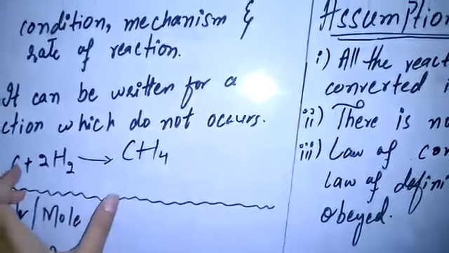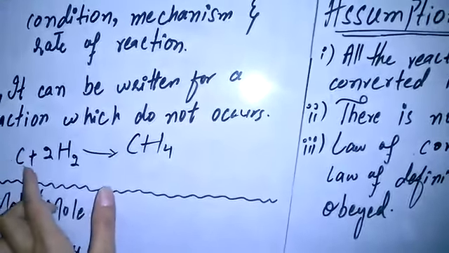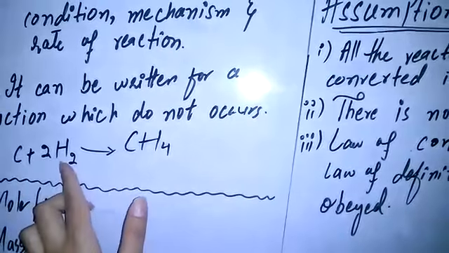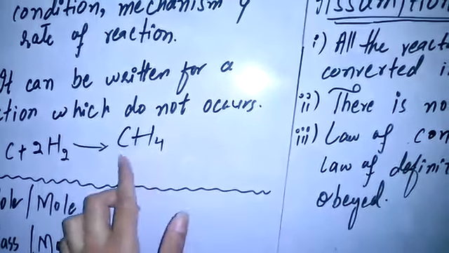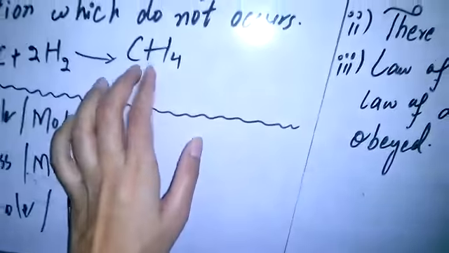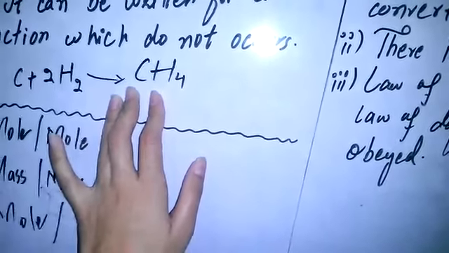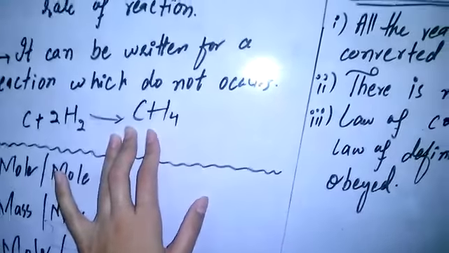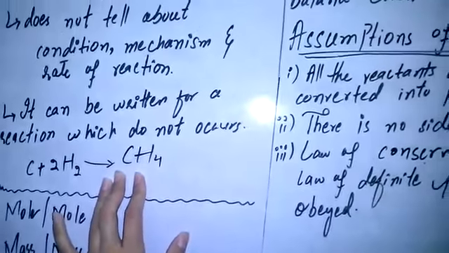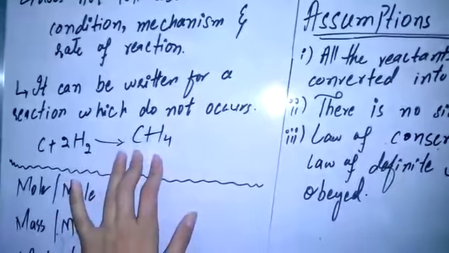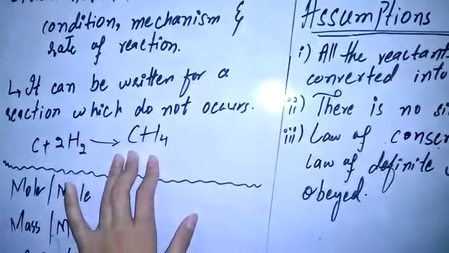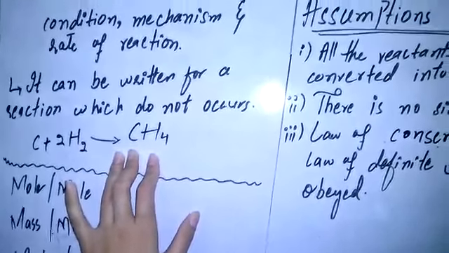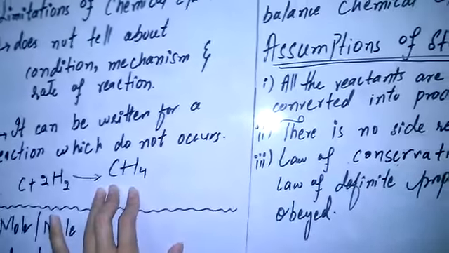For example, just look at this reaction. In this case 1 mole of carbon reacts with 2 moles of hydrogen and produces CH4, that is methane gas. But actually this reaction does not occur in nature. This is an impossible reaction. So we can also write the chemical equation for these types of reactions, which do not occur in nature.